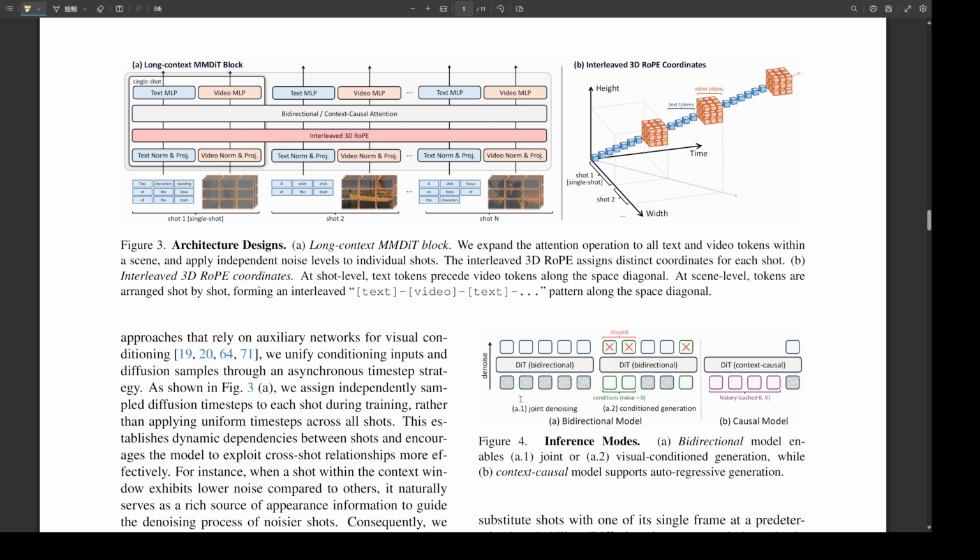Exactly. Okay, so what's the other big approach then? So the other one you see a lot is keyframe generation followed by image to video synthesis.